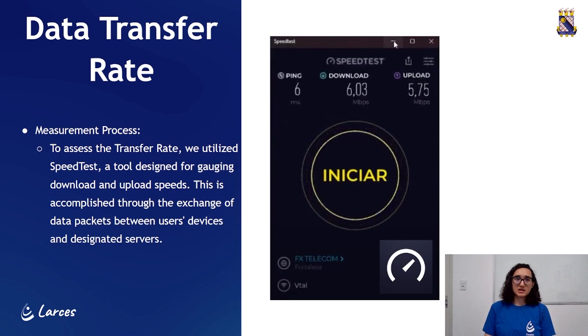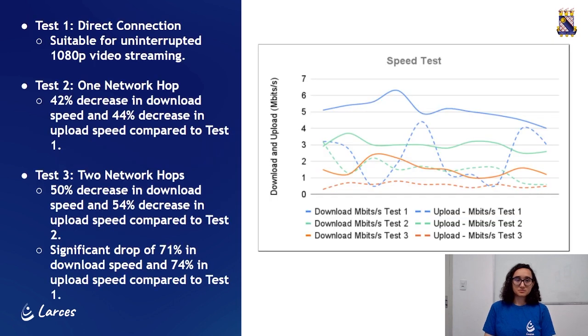In the first experiment, the client connected directly to the IoT mesh, achieving a download speed of 5.1 megabits per second and an upload speed of 2.3 megabits per second, suitable for uninterrupted 1080p video streaming. As we can see in this graph with the blue line.